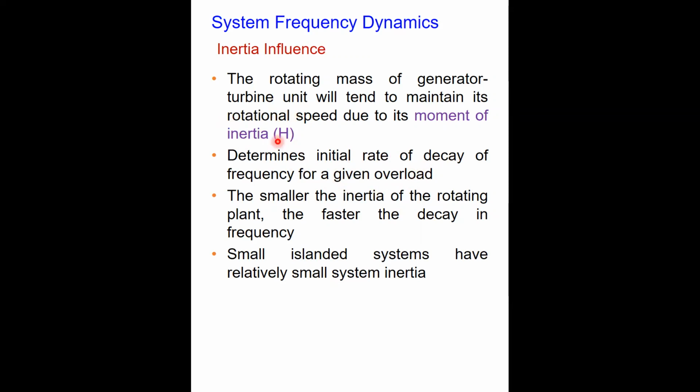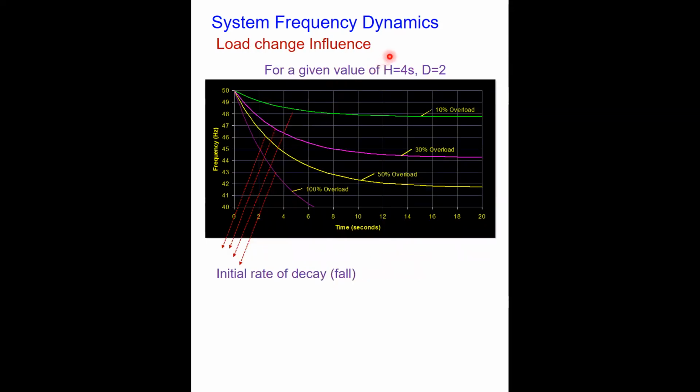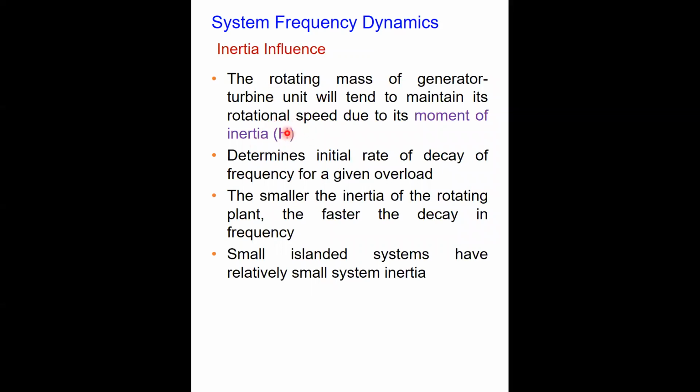What is the system inertia? Because if you refer to this profile, we have shown it for a given inertia. So the decay in the frequency that you observe also depends upon the system inertia. That means the initial rate of decay of frequency for a given overload condition will also depend upon the inertia. Smaller the inertia, the decay will be faster. And if you have high inertia, obviously the decay in the frequency will be slower.